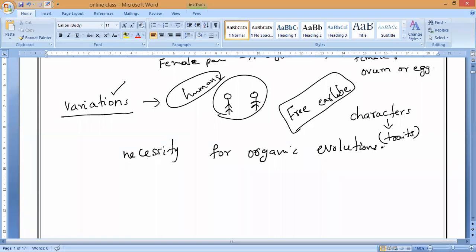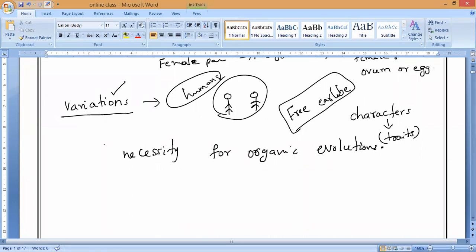So that is why in the process of sexual reproduction, a large number of variations are produced. Due to these variations, no two human beings look the same, except identical twins. Variation is compulsory for every organism, both for organic evolution and for surviving. So that is what we studied.